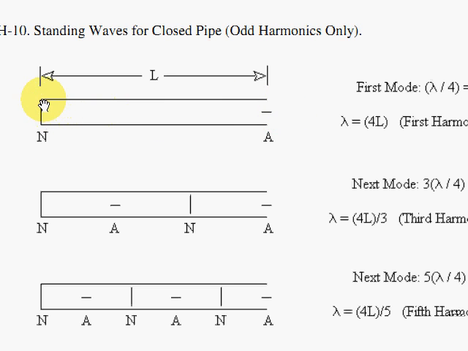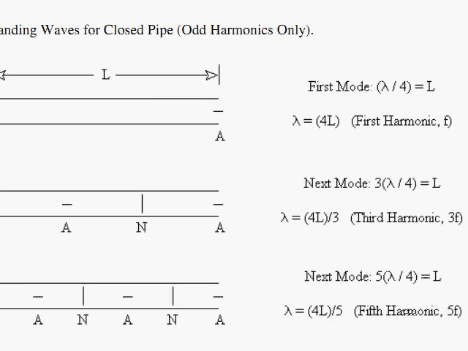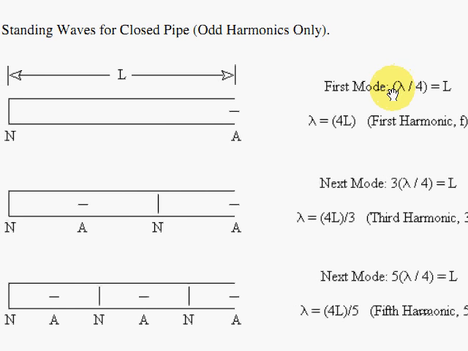So here we have a displacement node, no motion, and a displacement antinode. Whenever you go from a node to an antinode or vice versa, that's 1/4 of a wavelength. Remember that rule. That's a nice rule to keep in mind. So 1/4 of the wavelength equals L, and that means that one wavelength equals 4L, something that we should memorize for the closed pipe.